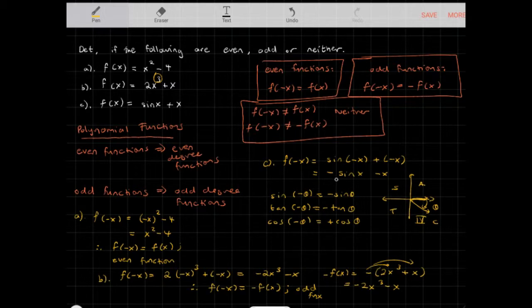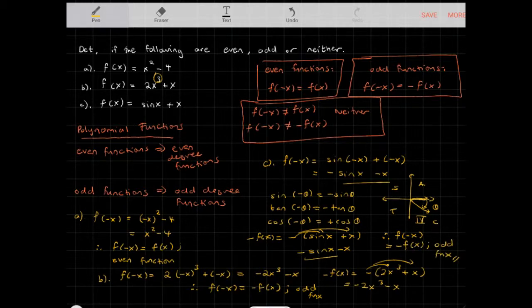So we get negative sine x minus x. I also want to test negative f of x, which is negative sine x plus x. Expanding this out, you get negative sine x minus x. You can see that both of these are the same, so f of negative x is equal to negative f of x, and this is in fact an odd function. That worked in this scenario.